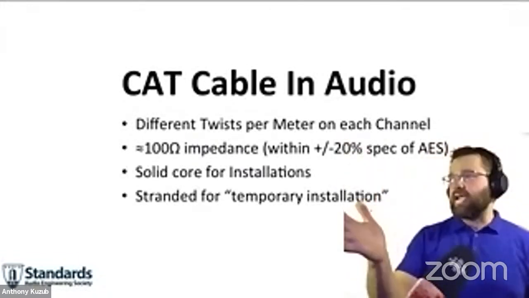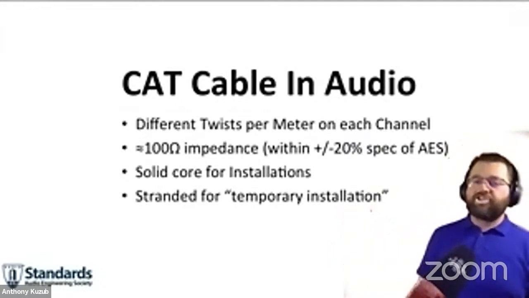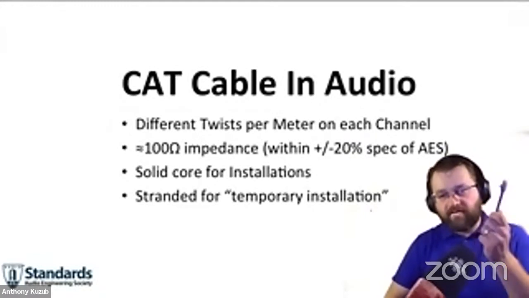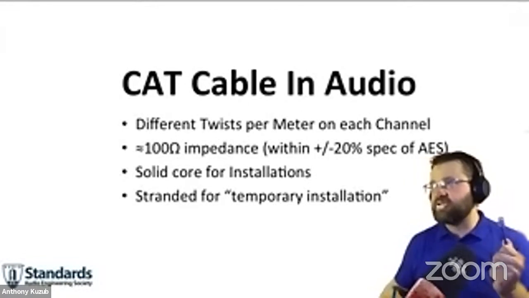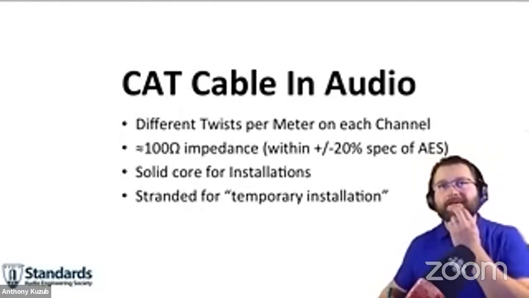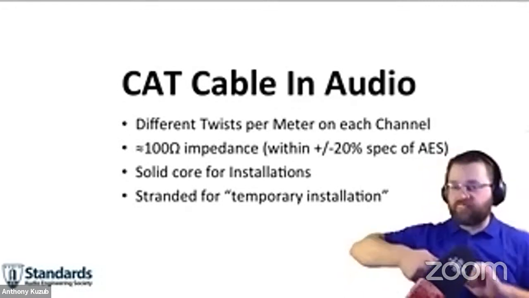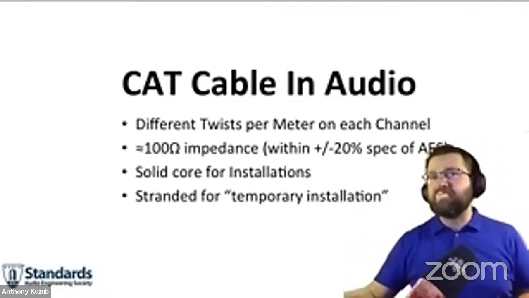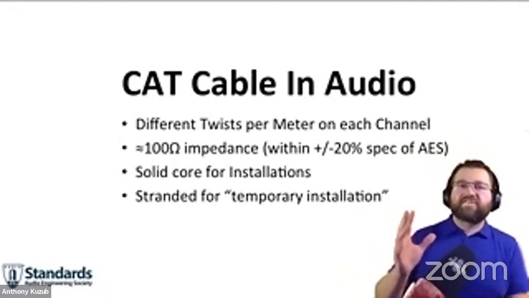So there's Cat cable. Well, it's different twists per meter on each channel. What does that mean? Every pair that's inside here is twisted at a different twist ratio, and Bill will tell you that's a really good thing. I'm not even gonna get into that; he could write an essay on it. But every pair is twisted at a different twist ratio, and then they're twisted all around. It's just incredible. It has 100 ohm impedance, so it's within the AES3 20% specification.